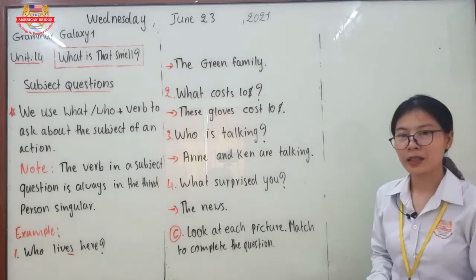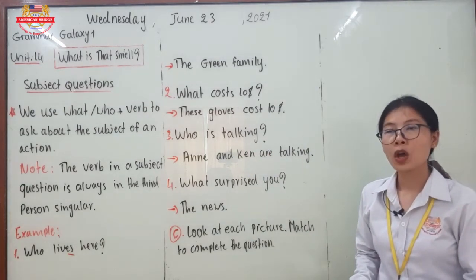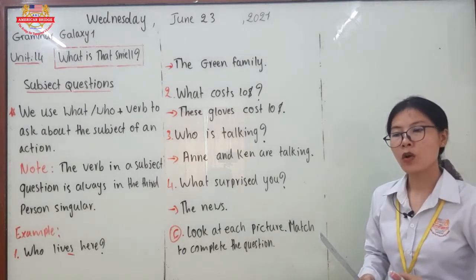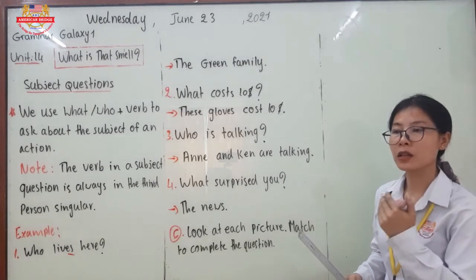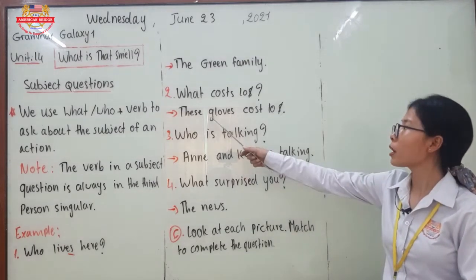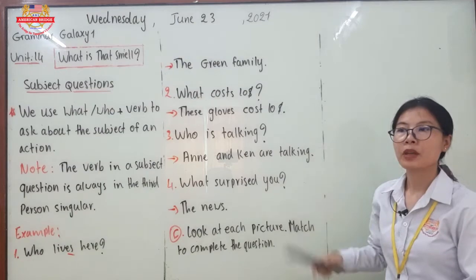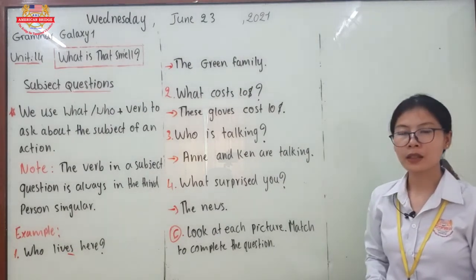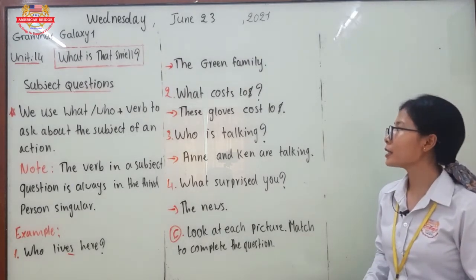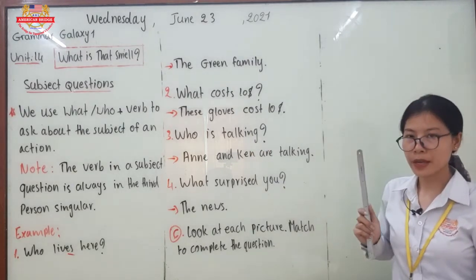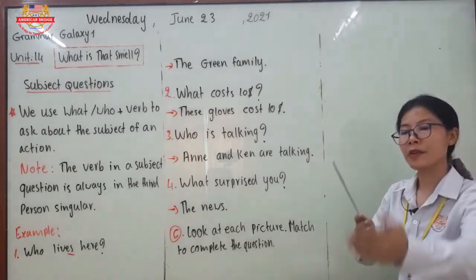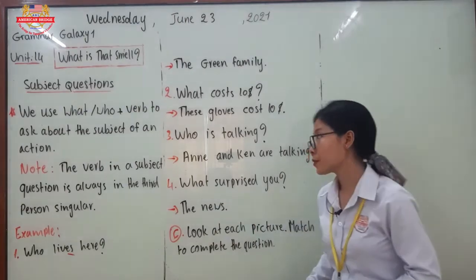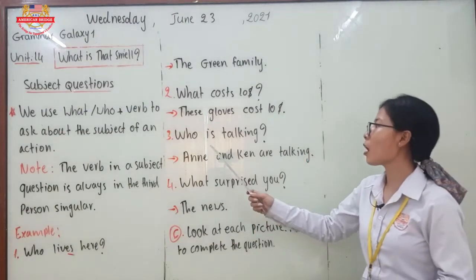What costs $10? Here, you want to know about the action of the subject. You want to know what action the subject does. So, these clothes cost $10. So the subject of the action is clothes, right? So what we buy, what costs $10, is clothes, right?